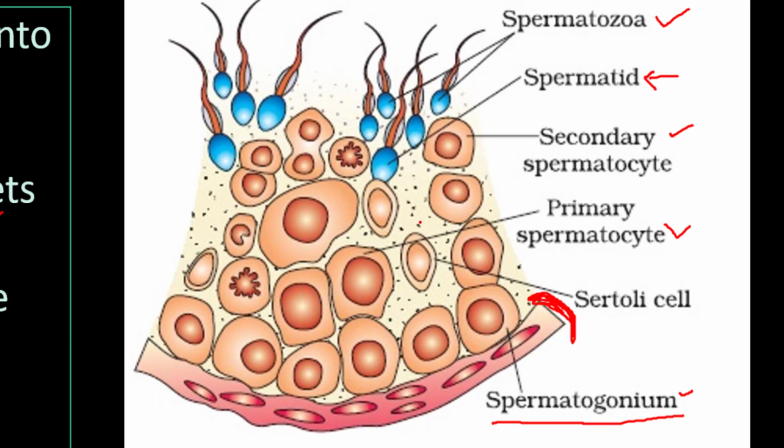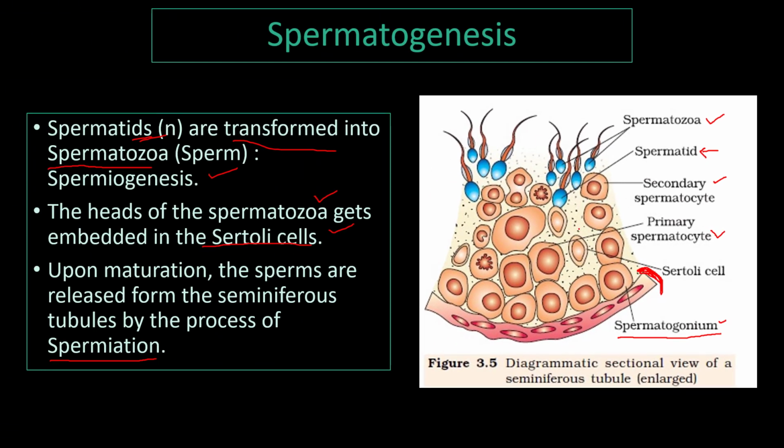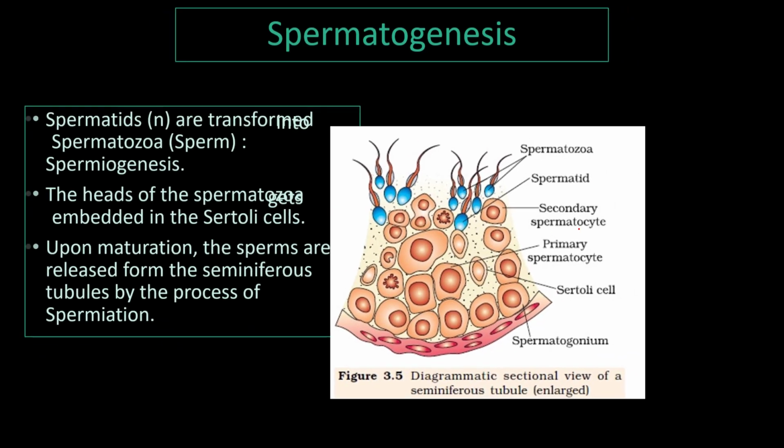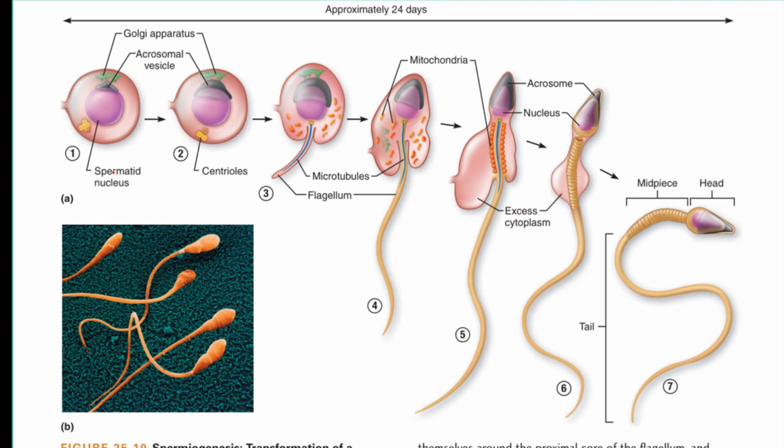Now the process of transformation of spermatids to spermatozoa is important, as during this process, as you can see here, the sperm's actual structure is going to be developed. This is the entire process of spermiogenesis and how the transformation is occurring from the spermatid to a typical sperm.